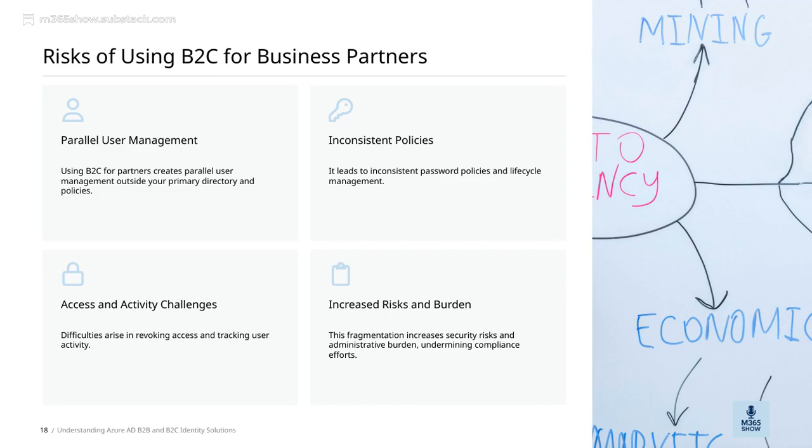Finally, using B2C for partners essentially creates parallel user management outside your primary directory and policies. This means you're managing users in separate silos, which can complicate everything from security to user experience. All of these points tie back to the overall theme, showing how important it is to have a streamlined, integrated approach to identity management when working with business partners.